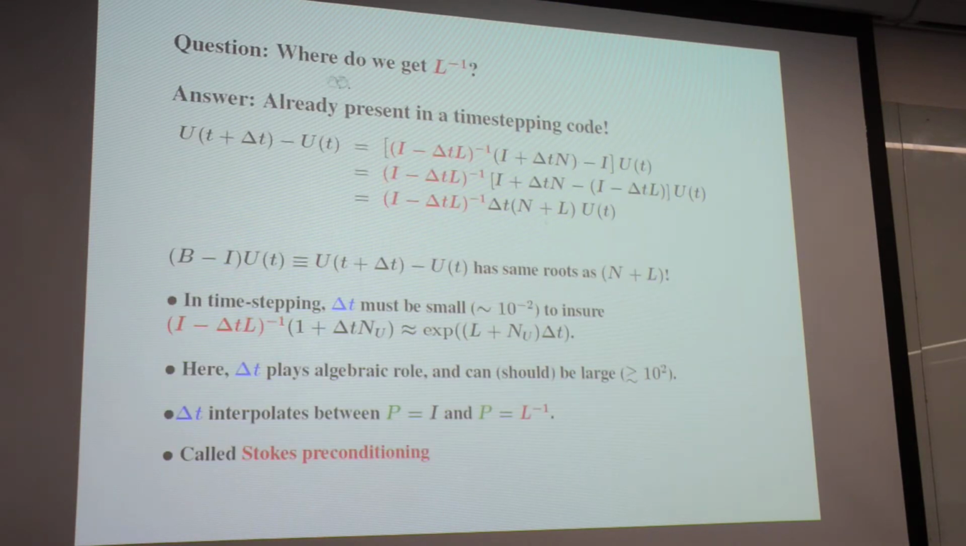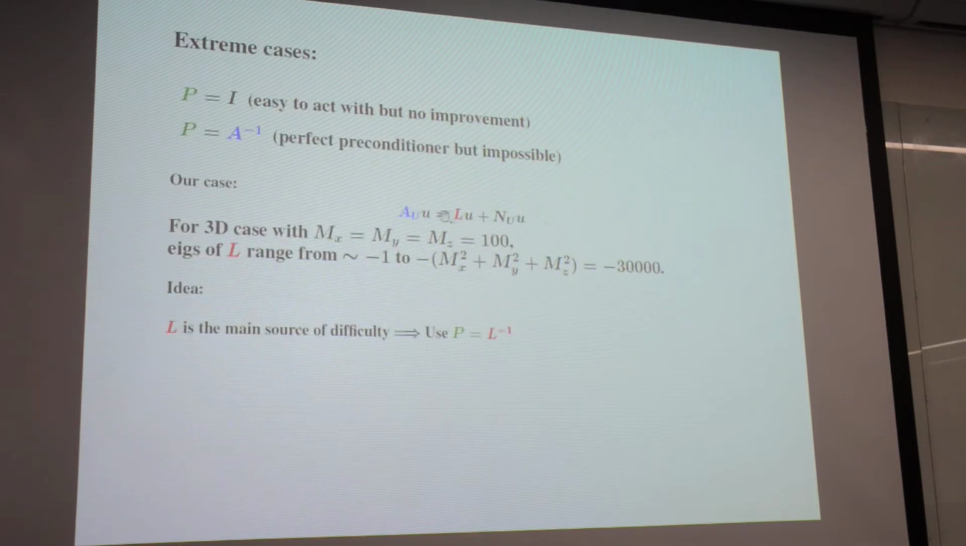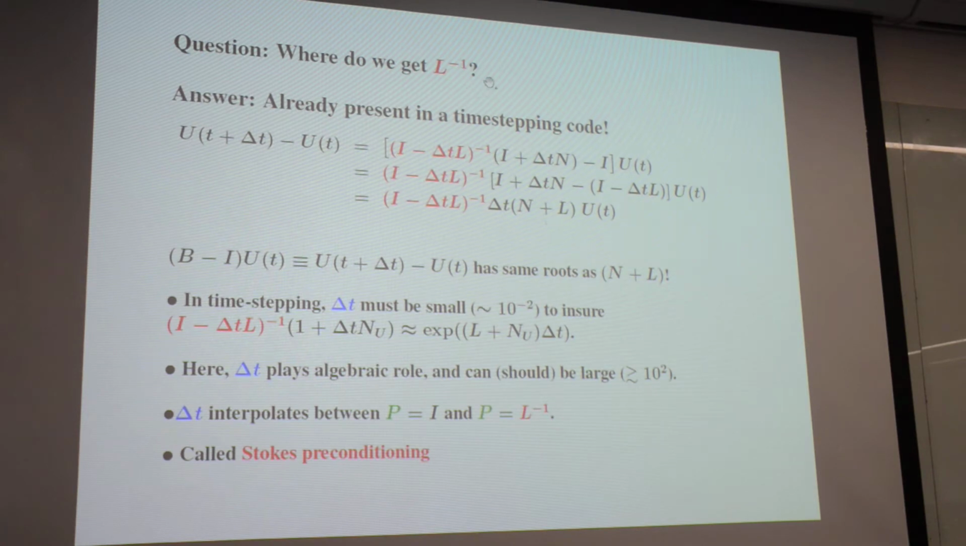Okay, so that's this next slide here. It's nice to say that we're going to invert L, but where are we going to get the inverse of L? Well, I already told you, it's already present in a time-stepping method. Let us claim that we have this implicit-explicit time-stepping method, (I minus delta T L) inverse times (I minus delta T N): an explicit step of N, an implicit step of L. Let's use that to get U of T plus delta T.